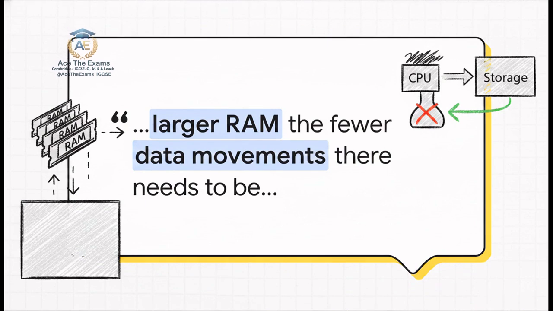Contrast that flawed answer immediately with this high-level answer taken directly from the examiner's guide. Look at the difference in depth. Increasing the size of RAM, since data is constantly moved into and out of RAM, the larger the RAM, the fewer data movements there need to be, which increases operational speed.